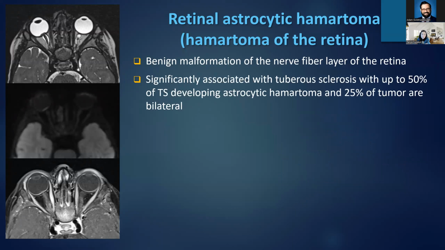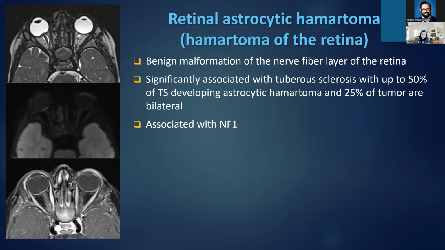And I think this is the reason that we should do the brain images, because this hamartoma of the retina is usually seen in patients with tuberous sclerosis, up to 50%. And 25% of these tumors are bilateral. For this patient, we did a brain scan, but there are no other associated brain findings to call tuberous sclerosis or NF1.